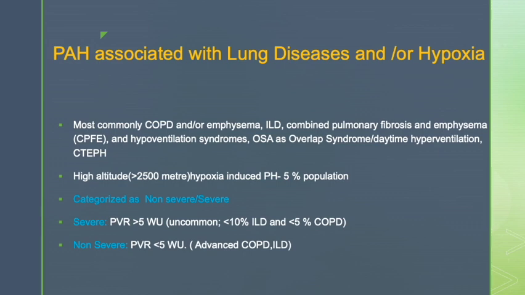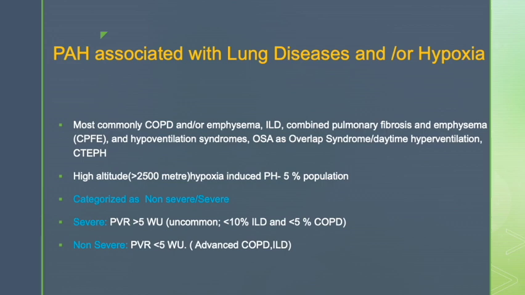Obstructive sleep apnea solely may not be a reason for severe pulmonary hypertension, but usually in the form of overlap syndrome or in patients with daytime hypoventilation, we may have an increase in pulmonary hypertension secondary to OSA. So this group of patients will have more pulmonary hypertension.